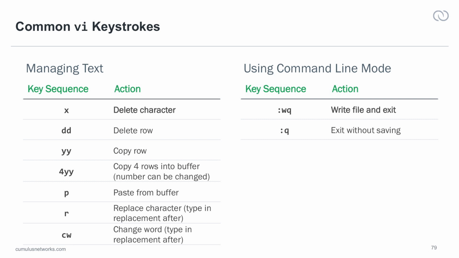The R key allows me to overwrite text from my current cursor position forward. The CW command allows me to change word, replace text from the current cursor location to the next white space. In order to save a file, as we mentioned before, you can type in :WQ. If I wish to save but not exit the file, I can just type :W. And if I wish to exit without saving, I can just type :Q.